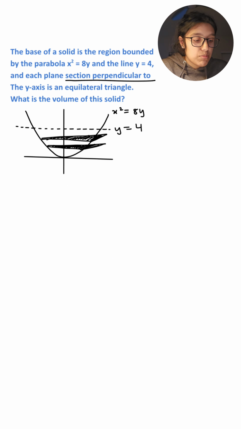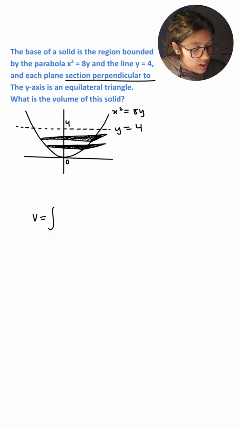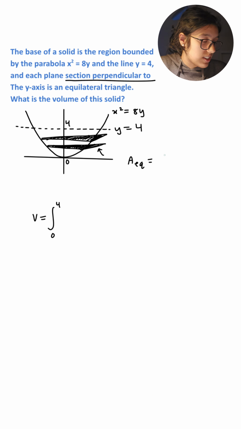So first, let's establish our bounds. We know that our bounds are going to be 0 to 4 right over there, because once again, we're going with the y-axis. So we have 0 to 4. And now we're going to integrate the area of this triangle right here. How do we know the area of an equilateral triangle? Well, the area of an equilateral triangle is nothing but square root 3 over 4 side squared.